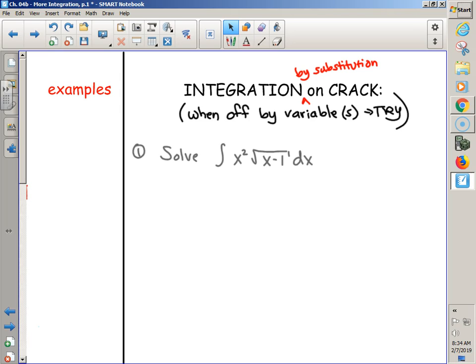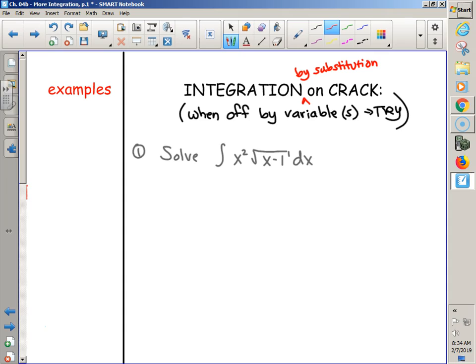The integration isn't specifically on crack. It's more like the substitution is. And what I mean by that is it's just crazy. It's weird, and it's out there. It doesn't necessarily seem to fit the system, but it does. So let's see what happens. One part of it is that it's going to be harder to choose your u, because you kind of have to look at it a different way. In some ways it's easy, but in some ways it's not.